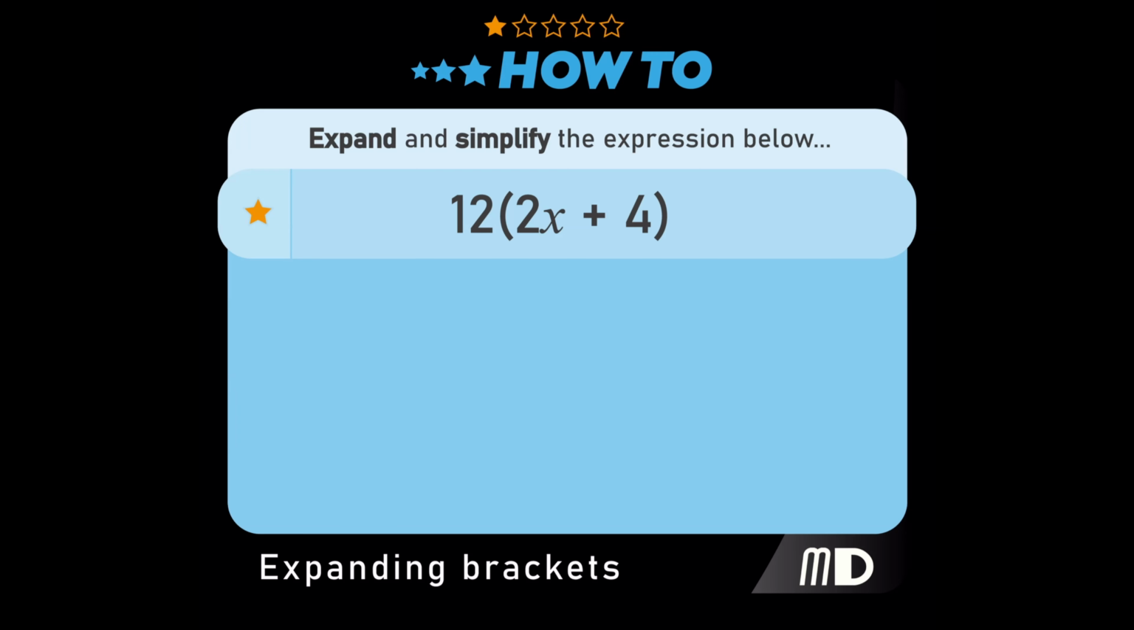Twelve multiplied by 2x plus 4 is expanded by multiplying 12 by every term inside the bracket. 12 multiplied by 2x is 24x. 12 multiplied by 4 is 48. The expanded expression is therefore 24x plus 48.